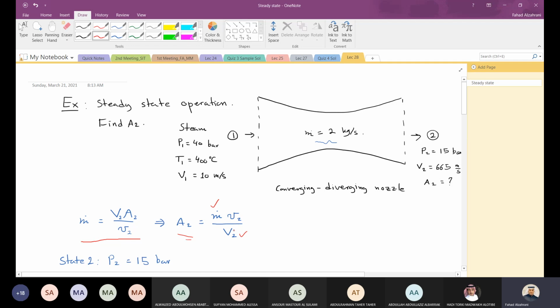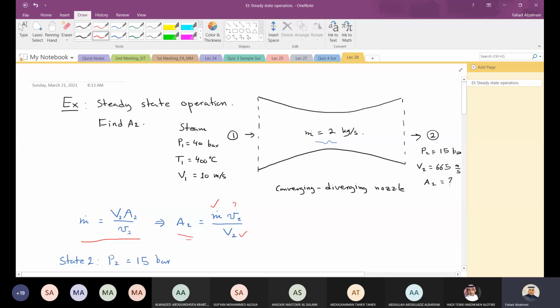What is specific volume? Now I need the specific volume. Is it given? I see here it's not given, so I need to find it. How can I find it? I look at the exit here and I see I'm given the pressure. So I only have the pressure. And now, you are experts. You should now be experts in evaluating properties. You will be tested on it today. How can I evaluate properties? You need two independent properties to find all other properties.